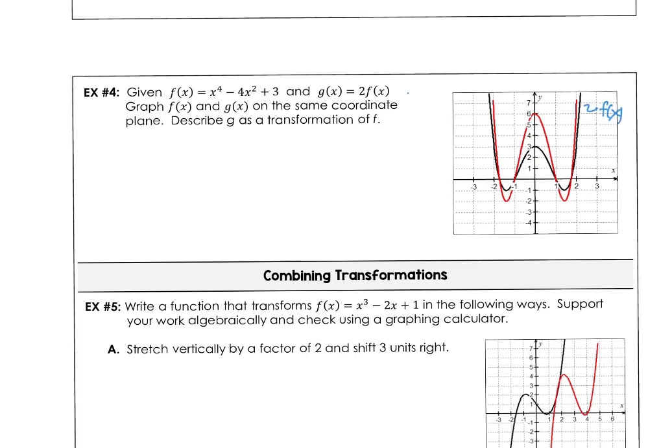in this example, we see f of x as our parent graph and g of x as our translated graph. G of x is a vertical stretch from f of x to 2 times f of x. That's a vertical stretch. And the factor on that vertical stretch is our c value, and the c value is 2. So we have a vertical stretch by a factor of 2.